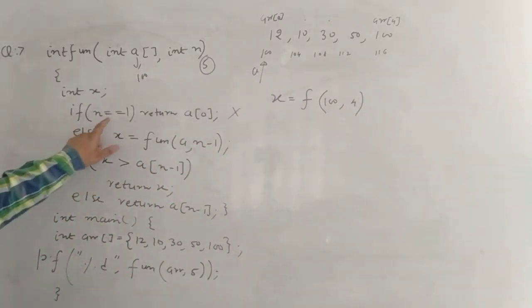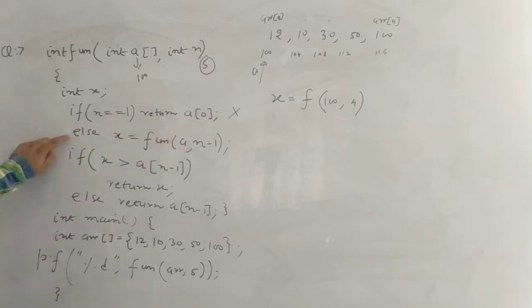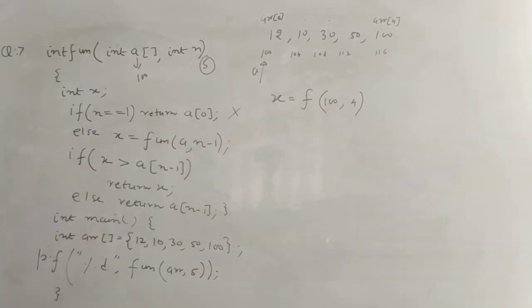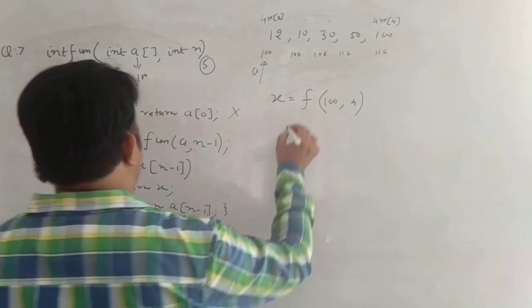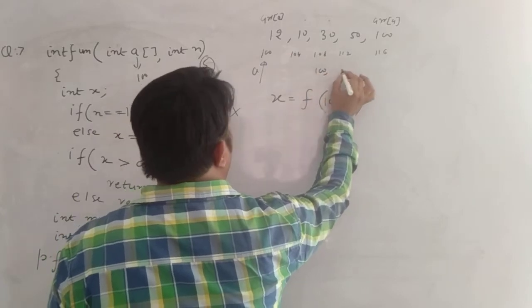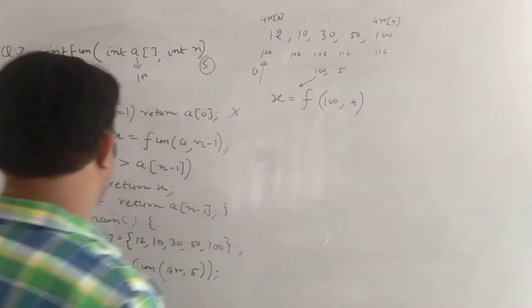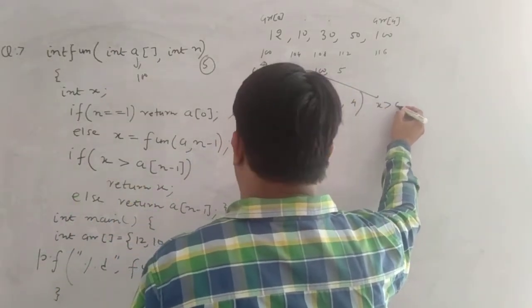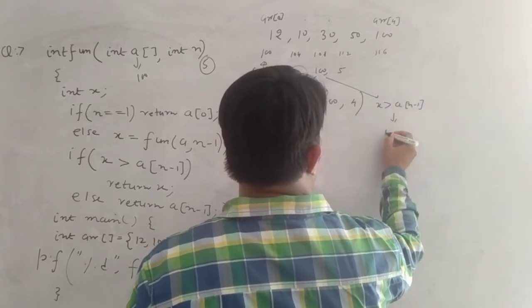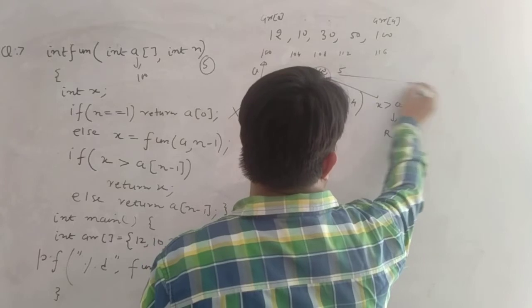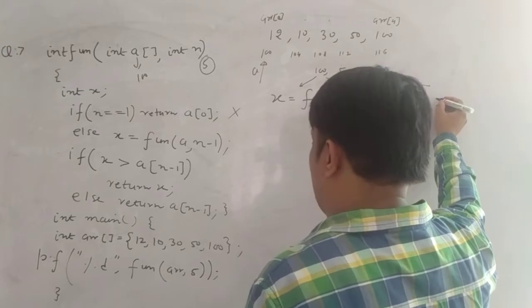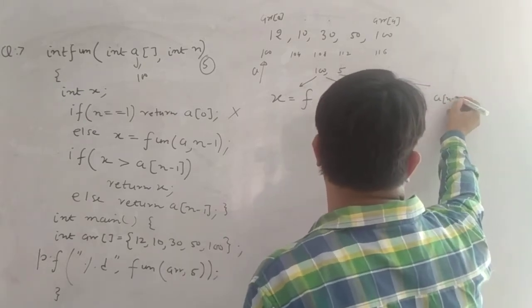Right. So n is not equal to 1, this condition is false, so you go to the else part. X is equal to function 100 comma 4. First we will evaluate this value. If this value x is greater than a n minus 1, then you are returning x, else if it is false, then you are returning a n minus 1.